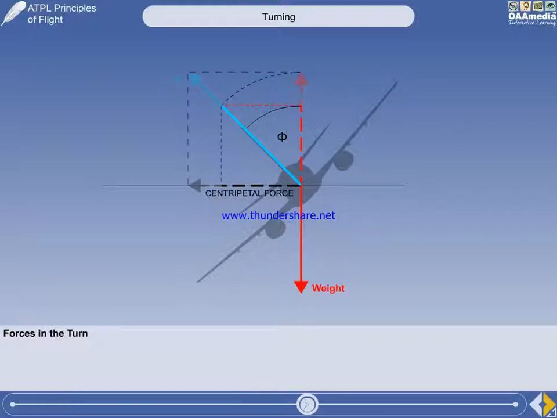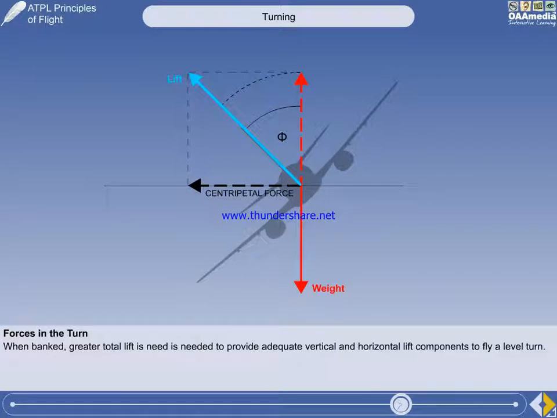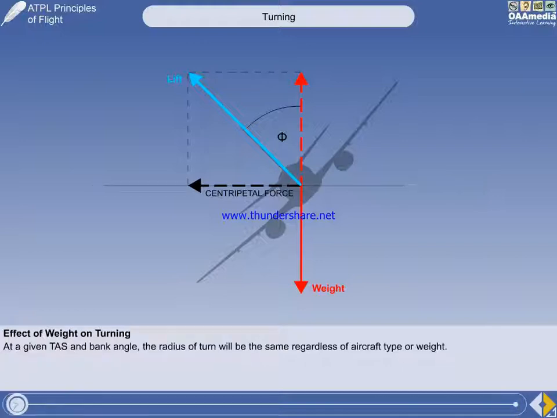If the aircraft is banked and the angle of attack is maintained at the same value as in straight flight, the vertical component of lift would be insufficient to balance the weight, and the aircraft would descend. As the angle of bank increases, the angle of attack must be increased to achieve a greater total lift, with the vertical component being large enough to balance the weight and maintain level flight, and the horizontal component providing the centripetal force. In a steady level turn, if thrust is ignored, lift provides the force to balance weight and the centripetal force to turn the aircraft.